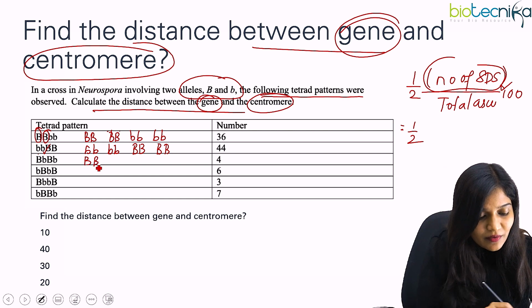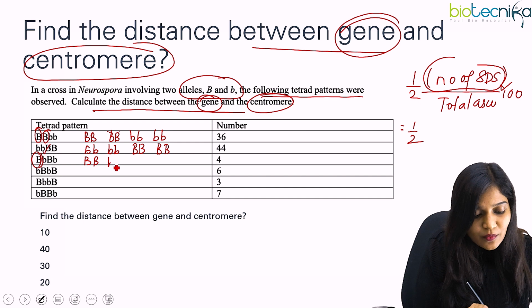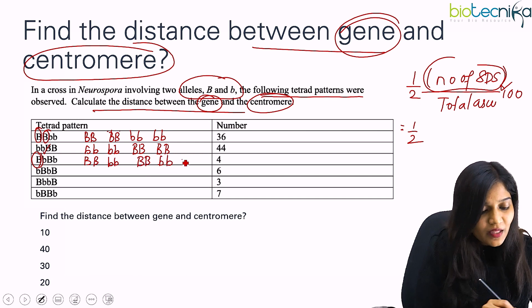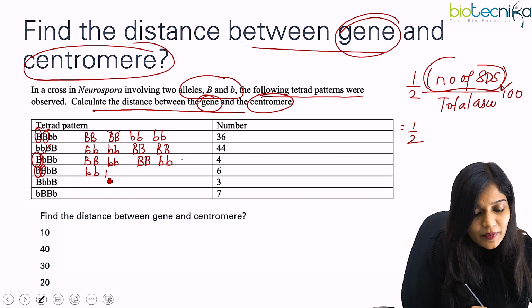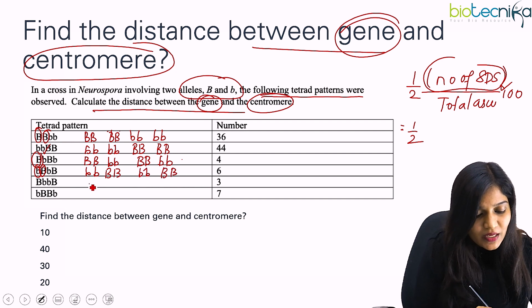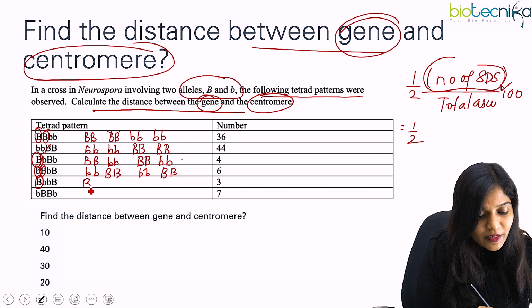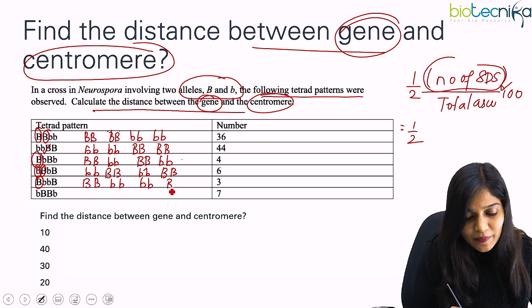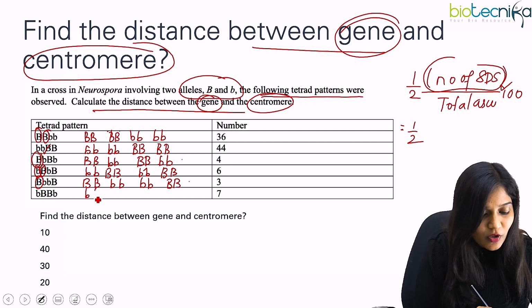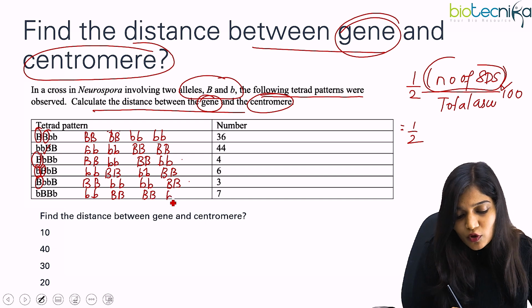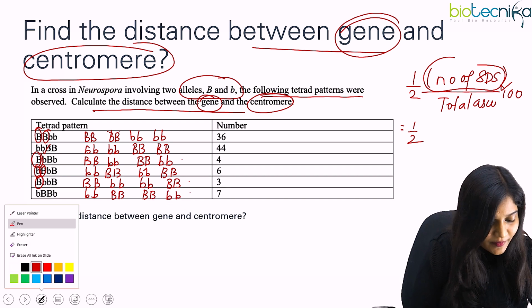Capital B, capital B. First one I'm taking. And the second one, small b, capital B, capital B, small b, small b. The third one, I'm taking first one, small b, and the second one, capital B, small b, capital B, capital B. The fourth one, first I'm taking capital B, small b and small b, small b and small b, capital B and capital B. And here small b, capital B and capital B, capital B and capital B, small b and small b. So let's now check.